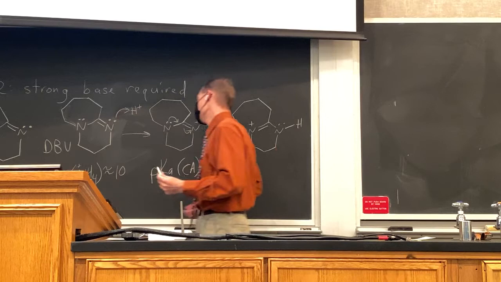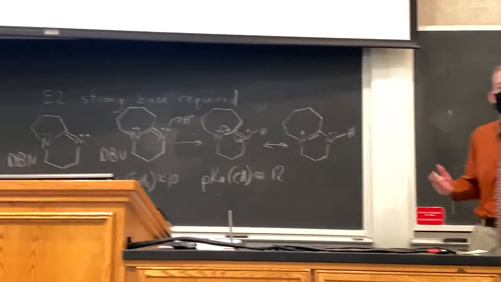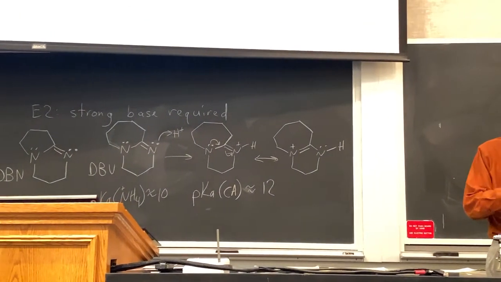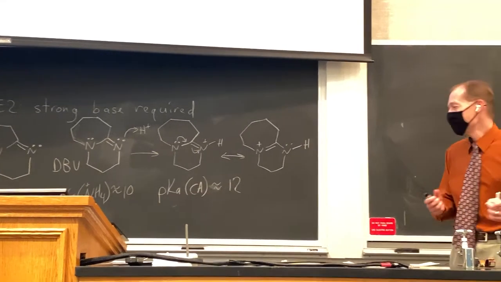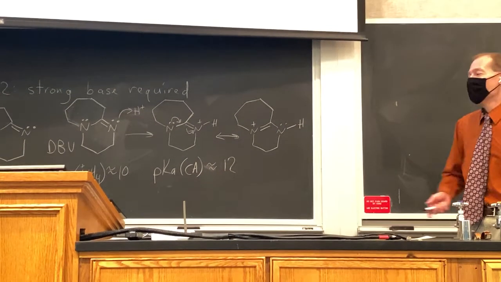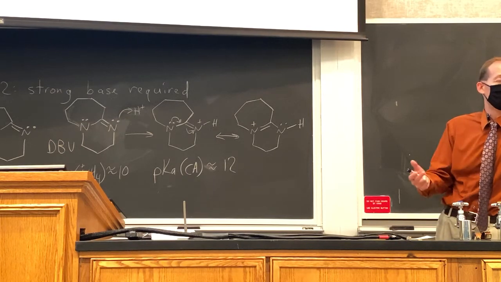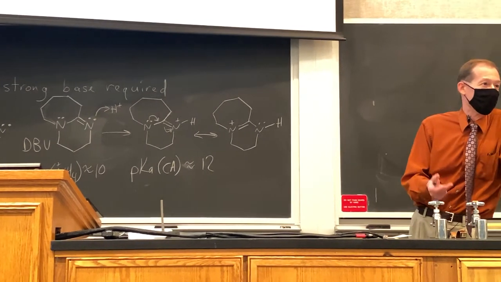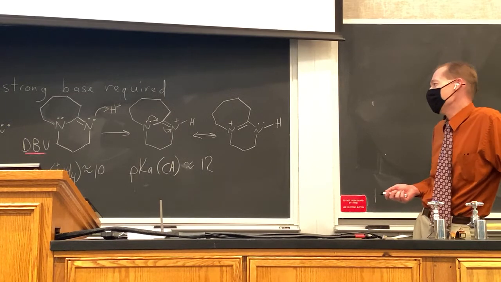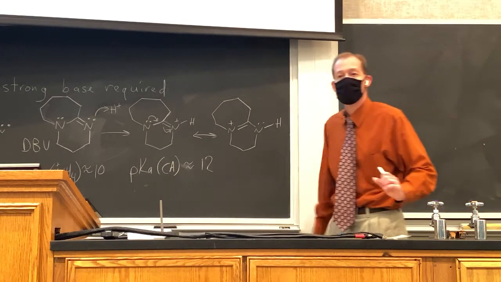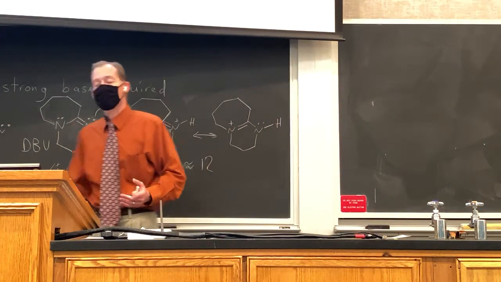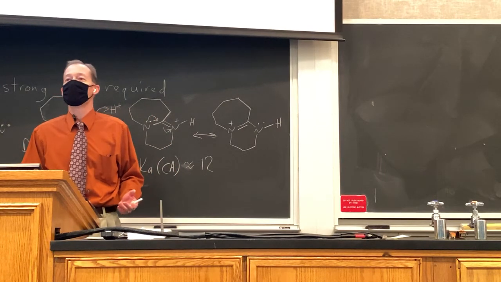So as I mentioned, DBN and DBU are about 100 times stronger as bases than ammonia is, because the conjugate acids of DBN and DBU are 100 times weaker than the conjugate acid of ammonia is. So that makes DBN and DBU strong enough bases to participate in E2 reactions. Questions?